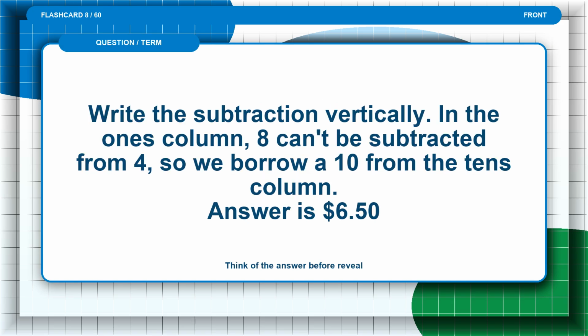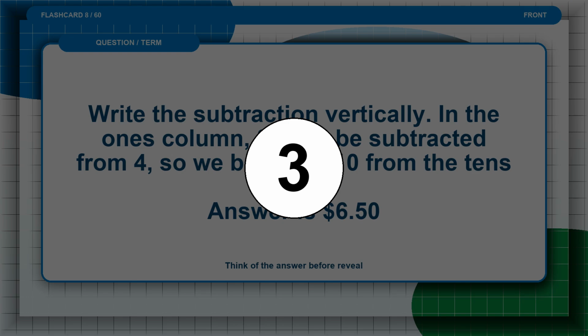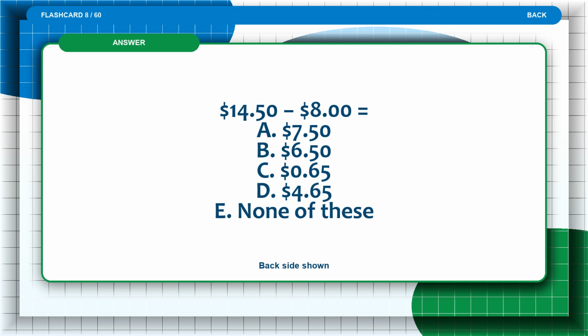Flashcard 8. Write the subtraction vertically. In the ones column, 8 can't be subtracted from 4, so we borrow a 10 from the tens column. Answer is $6.50. Think of the answer before the reveal. The answer is $14.50 minus $8 equals: A, $7.50; B, $6.50; C, 65 cents; D, $4.65; E, none of these.